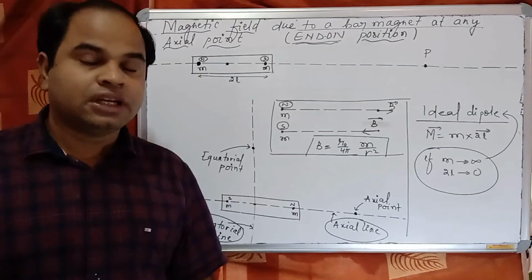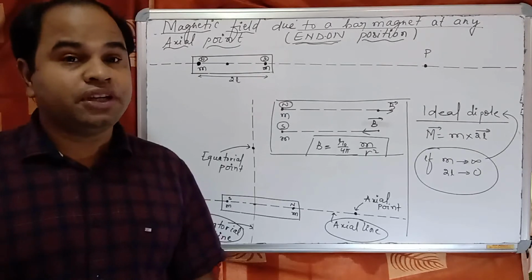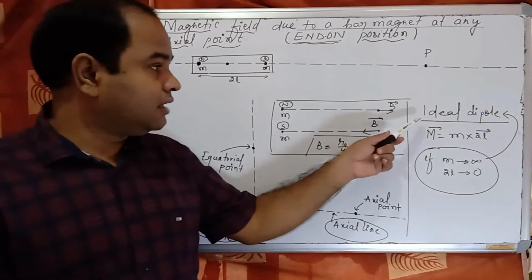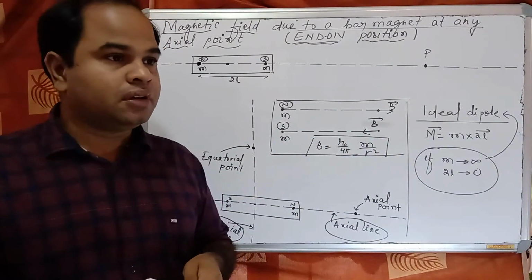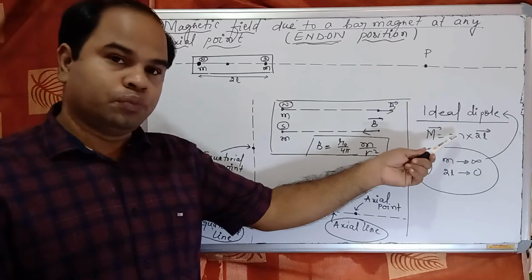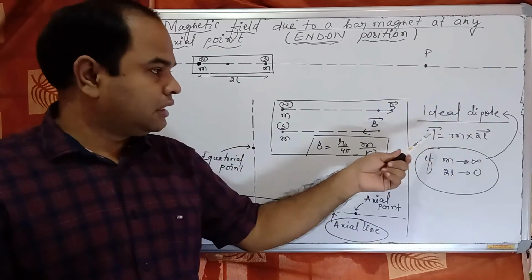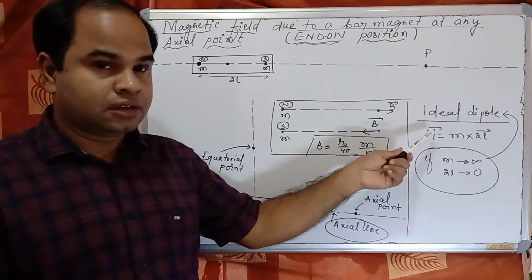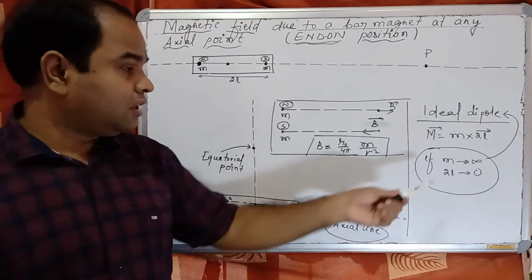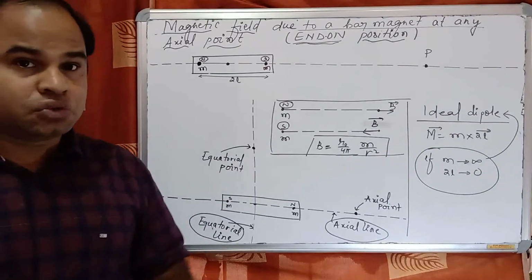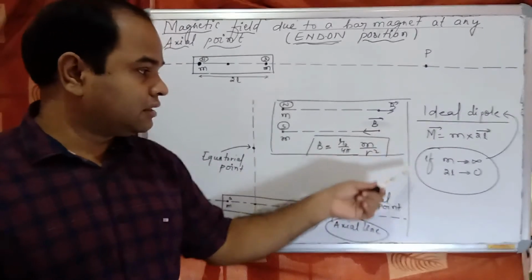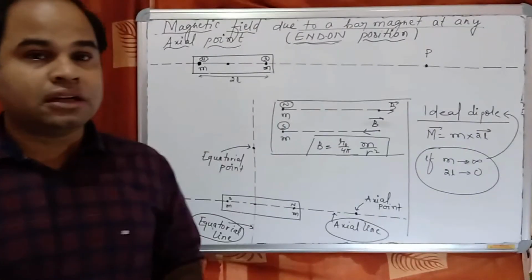Okay. Now we will discuss some topics that will be used in this long question. The first one is the ideal dipole. We have read dipole moment, that is equal to pole strength into magnetic length. Dipole moment of a magnet is equal to pole strength into magnetic length. If the pole strength of the magnet tends to infinite and the magnetic length tends to 0, in that case it is called an ideal dipole.